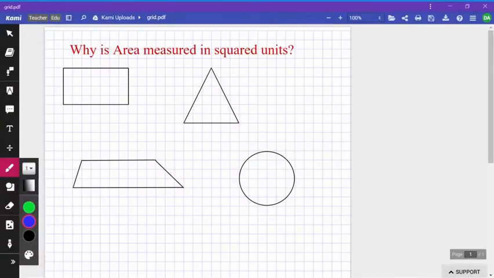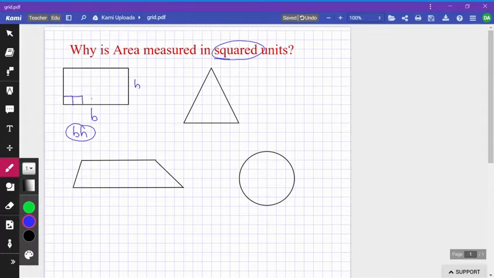Hey kids, before we move on, we want to figure out why area is measured in squared units. I have all of these shapes drawn on graph paper, because graph paper contains a bunch of squares. If I take a look at this rectangle, here I have a base, here I have a height, and you remember that the area equation is base times height. Well, I don't just multiply any two numbers together. I make sure the numbers I am multiplying are perpendicular to each other.